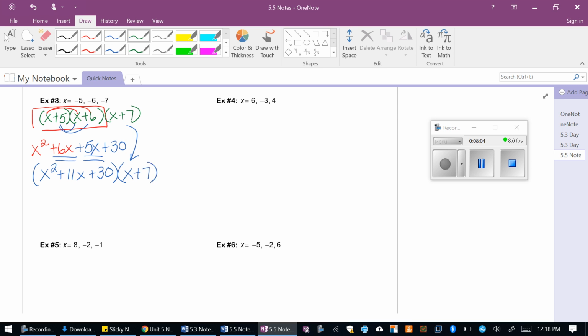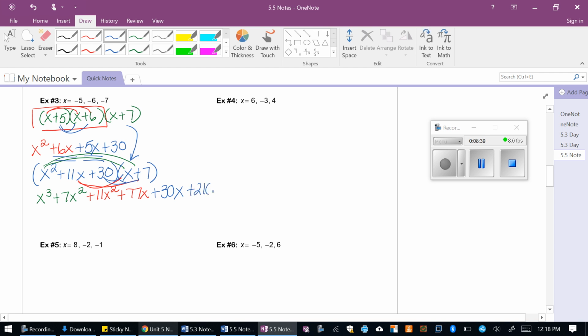And then finally, we're going to multiply the trinomial and the binomial. So x to the second times x is x to the third. X to the second times 7 is 7x squared. 11x times x is 11x squared. 11x times 7 is 77x. And then finally, we're going to distribute 30. 30 times x is 30x. 30 times 7 is 210.